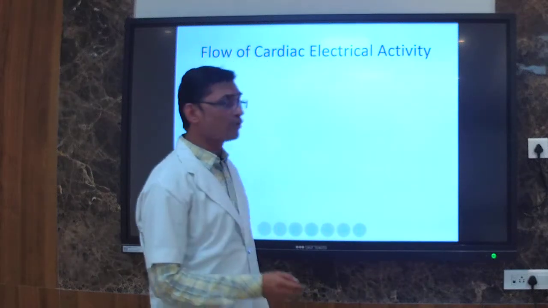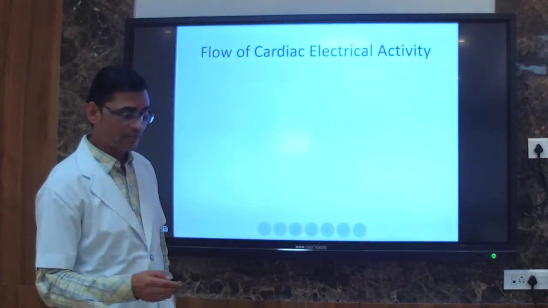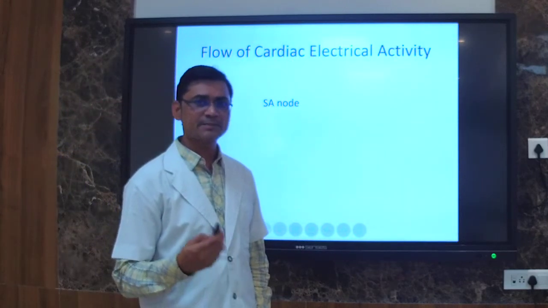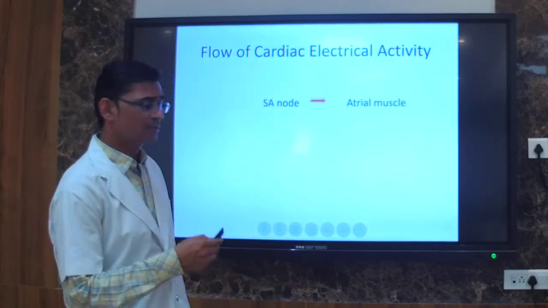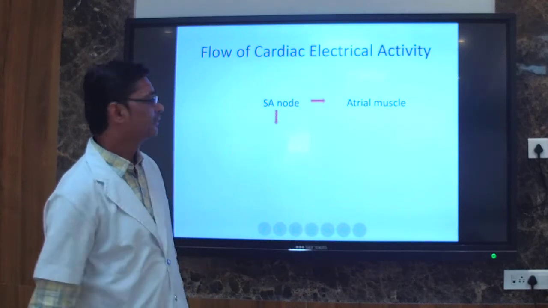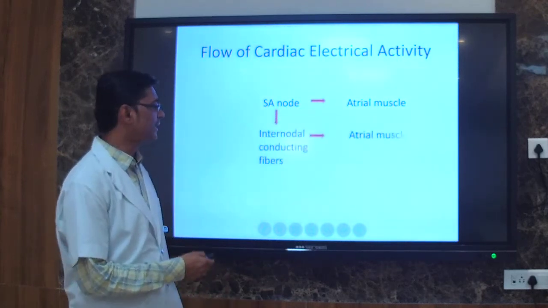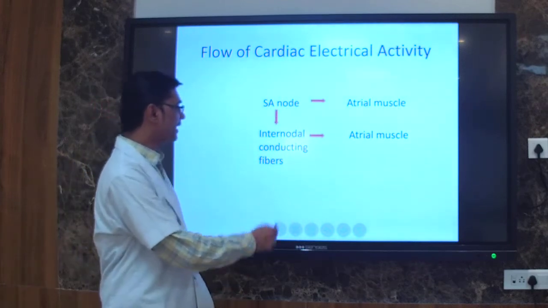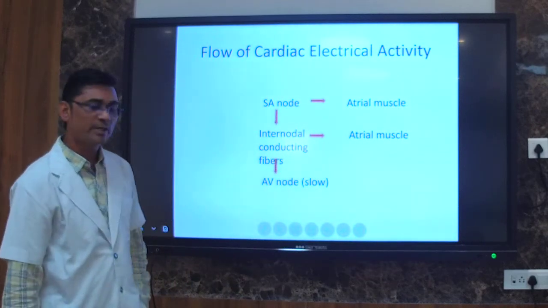Now coming to the flow of electrical activity across the heart. The pacemaker, that is the SA node, produces an impulse. It flows directly to the atrial muscle. Then these impulses travel through the internodal connecting fibers to the atrial muscle again, and then are relayed to the AV node.